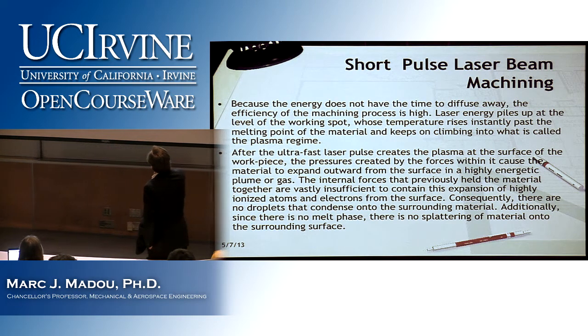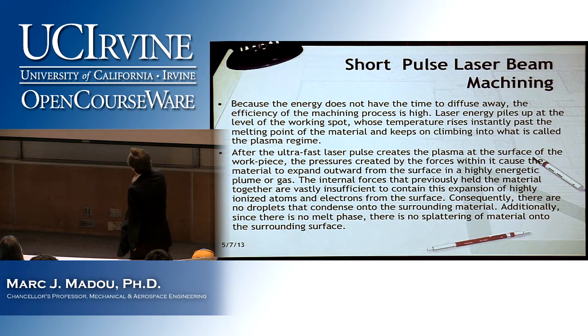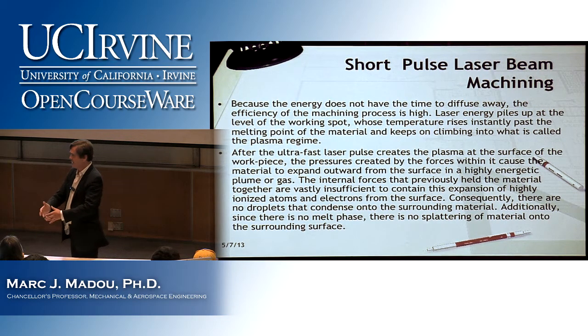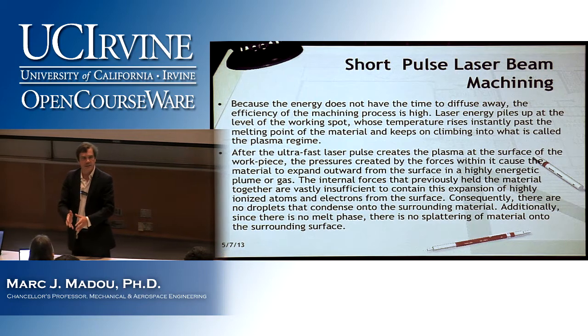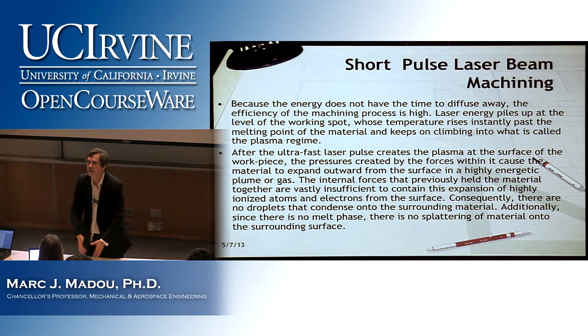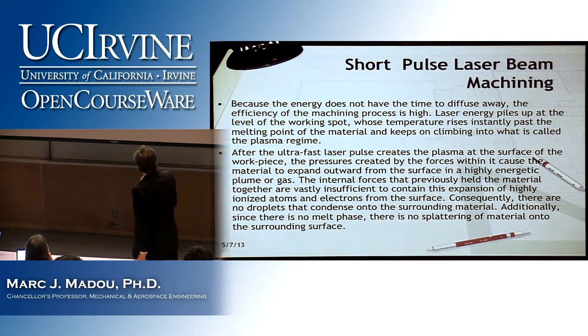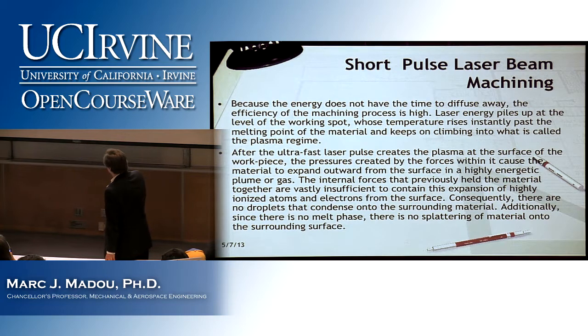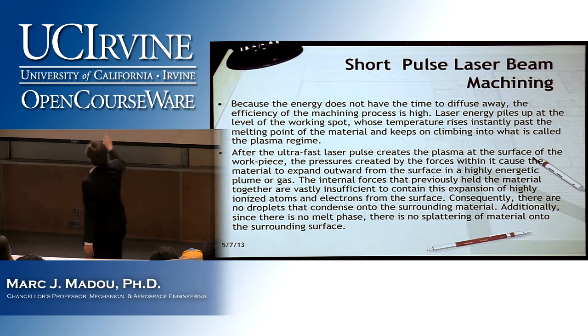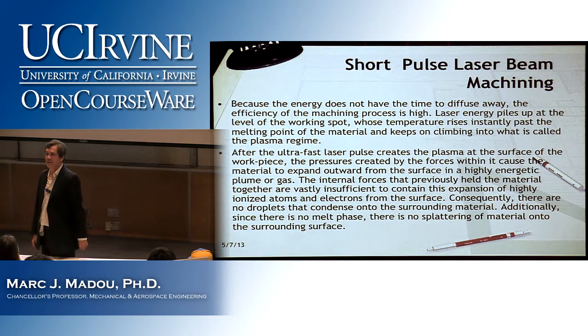So because the energy does not have the time to diffuse away, the efficiency of the machining process is high. Remember that? In long pulse lasing, the heat can diffuse away, so the heat is not used locally. Here, it stays locally, so higher efficient cutting. The laser energy piles up at the level of the working spot, whose temperature rises instantly past the melting point of the material and keeps on climbing into what is called the plasma regime. You literally turn a solid into plasma.